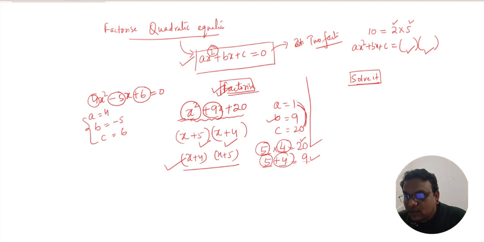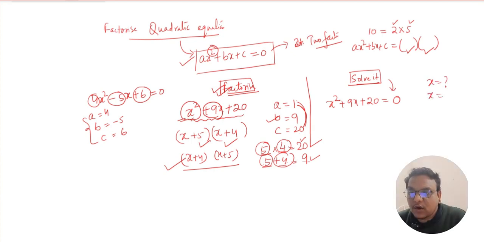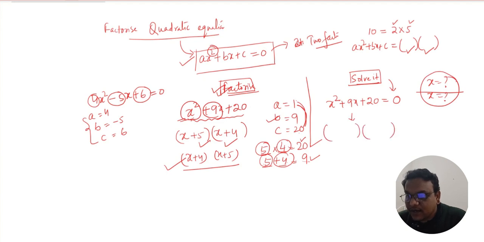If they tell you solve x squared plus 9x plus 20 equal to 0, solve means we have to find the value of x. And remember, for any quadratic equation you will have two values of x. How many values will you get for x? Two values. What is the first step? The first step is factorization. First factorize it, the way we did: x plus 5 times x plus 4 is equal to 0. When it is factorized you stop here, but when you solve it we have to do two more steps.